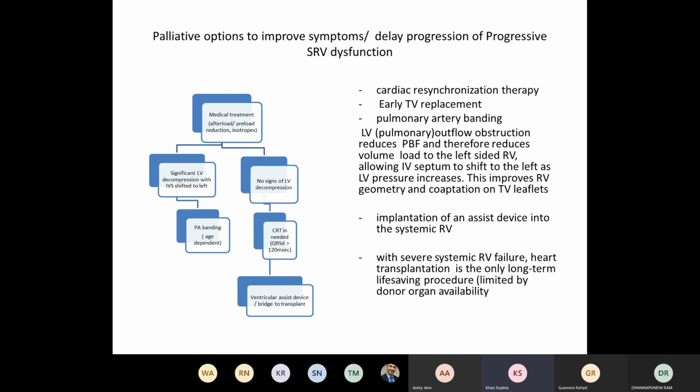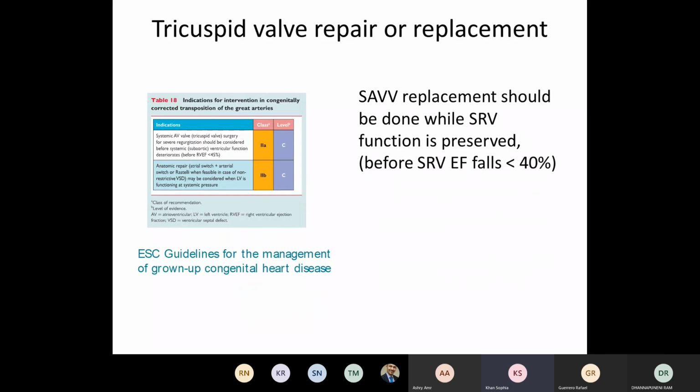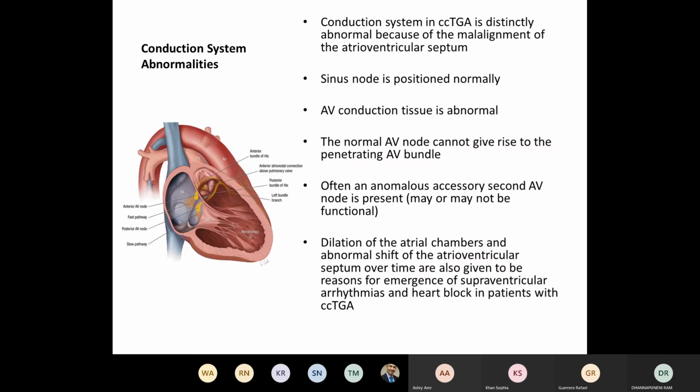And then the other thing, going back to this slide, is thinking about replacing the tricuspid valve early to see if that can improve things or delay progression. So that is in the ESC guidelines. It's not the strongest class of recommendation, but it is recommended to consider early replacement. I think that's one of the things I've taken away from reading around this.